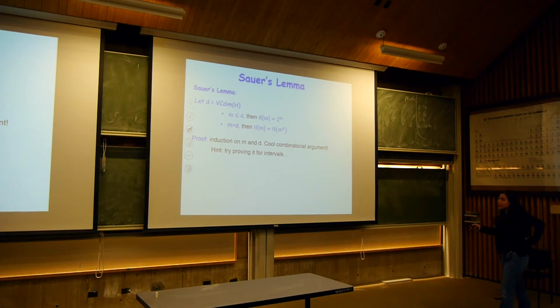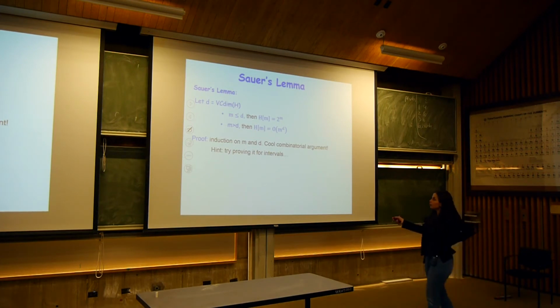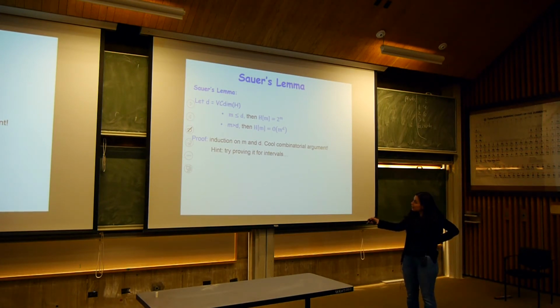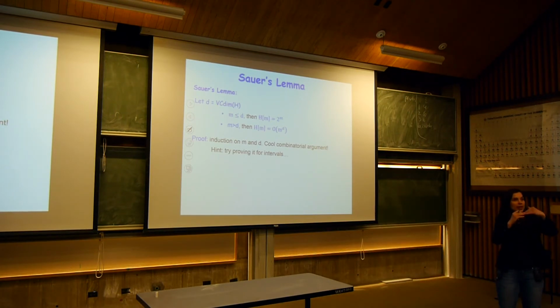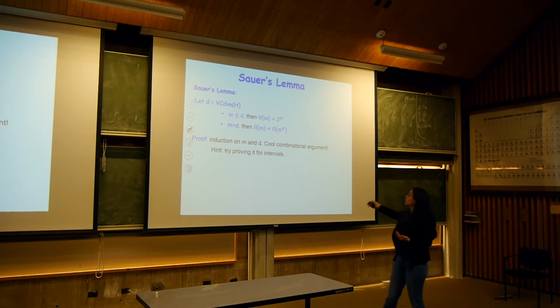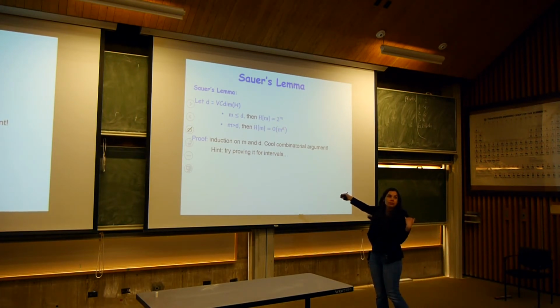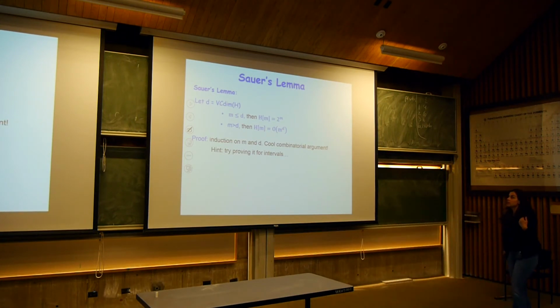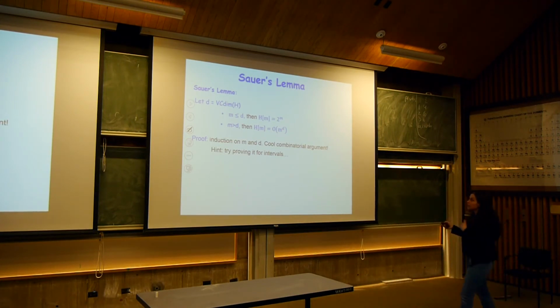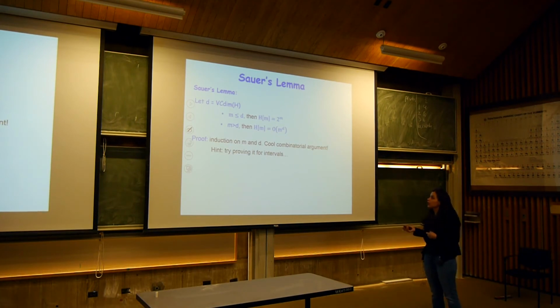Now, the very interesting fact is that once m becomes strictly greater than d, then the shattering coefficient will stop being exponential, will stop being 2 to the m, and will only be order of m to the d, which is polynomial. Yeah, so that's very interesting. So that's what VC dimension is. It's exactly the moment when the shattering coefficient transitions from being exponential to being polynomial.